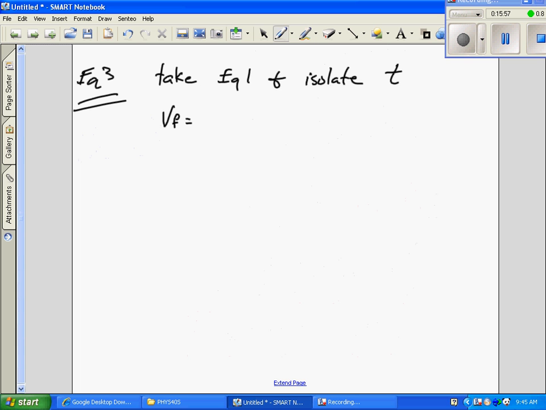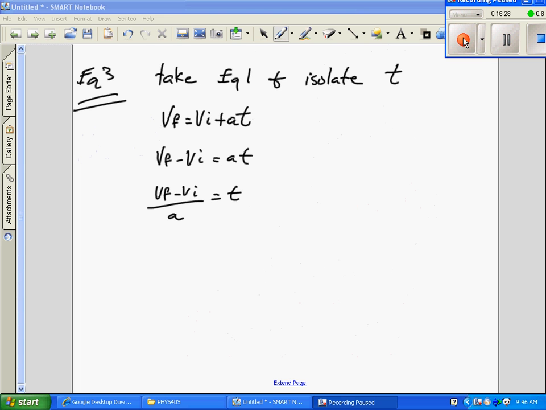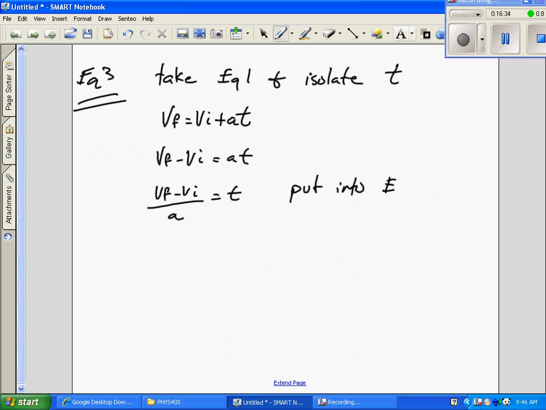Vf equals Vi plus At, right? Isolate t means write it as t equals. So that's going to be Vf minus Vi equals At. And then I'm going to divide by A. Okay, I've now isolated t, and now I'm going to put this into equation number 2. Oh, I love this part.